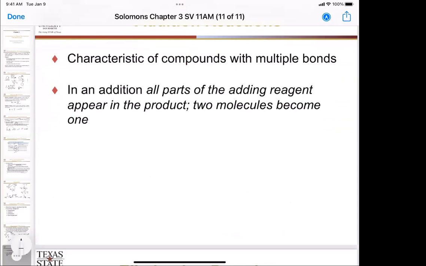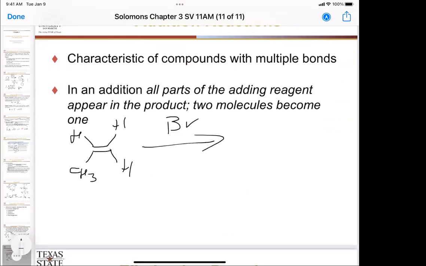So let's look at this right here, CH3, H. And we're going to react that with bromine again. And we're going to add the bromine across the double bond, giving us our final product with two bromines on it, bromine here, CH3 group, and then a hydrogen, and hydrogen. Okay, so we started with two different compounds, and we ended up with one compound. We added them across the double bond, addition reaction.